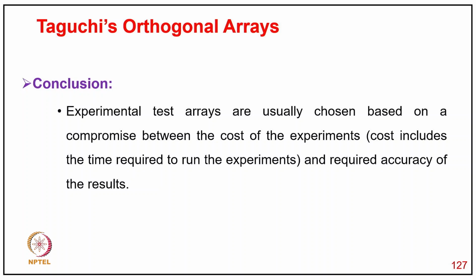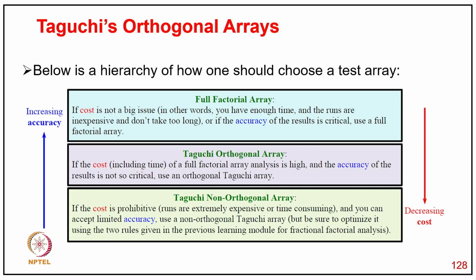array are usually chosen based on the compromise between the cost of experiment. Cost includes the time required to run the experiment and the required accuracy of the result. Now below is the hierarchy of how one should choose the test array. So for increasing accuracy, of course, you should go full factorial. So starting from Taguchi non-orthogonal array, then you have an orthogonal array and full factorial array. So that is the increase in accuracy, and of course it decreases the cost when you go from full factorial to Taguchi orthogonal or Taguchi non-orthogonal array.